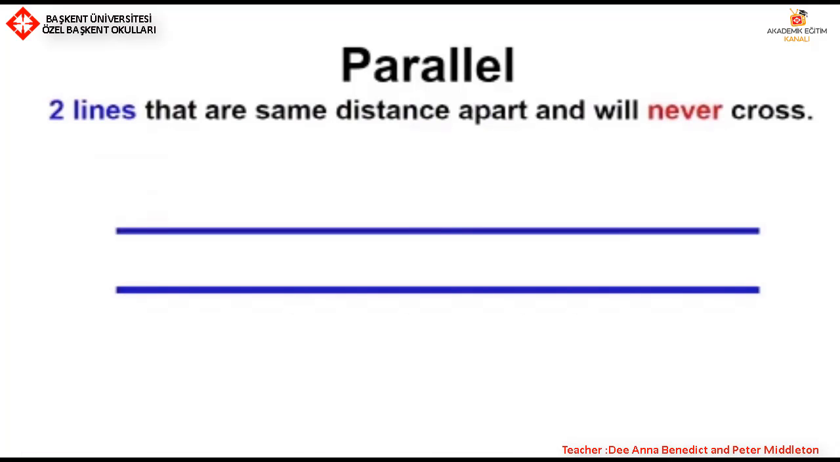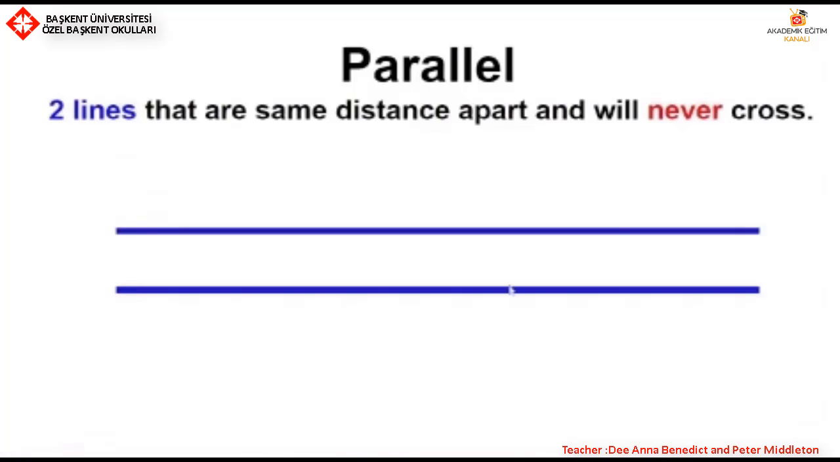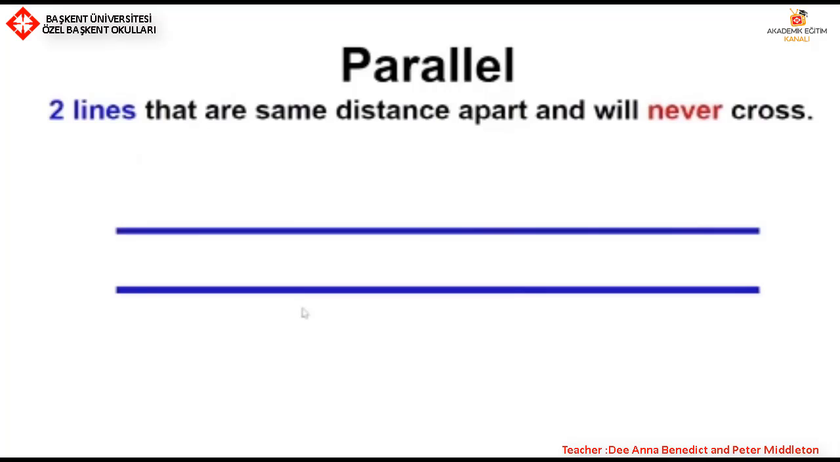2 lines that are the same distance apart and they never cross are called parallel. These are parallel lines. They can go on and on and on, and they will never cross.